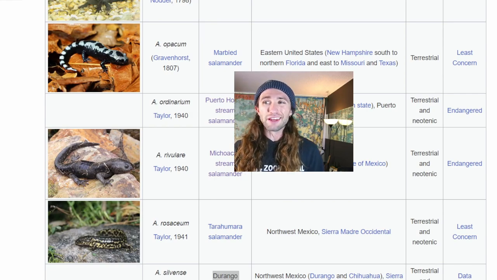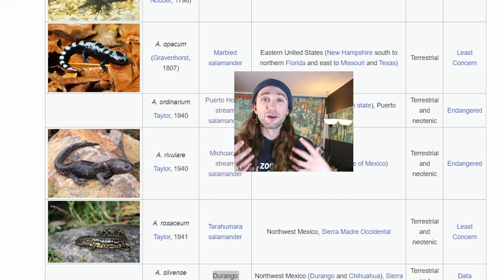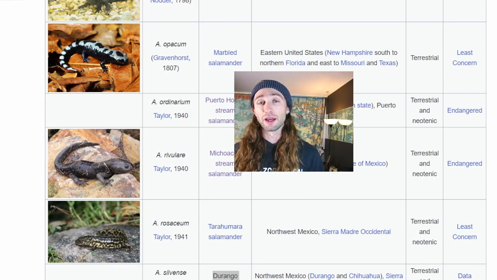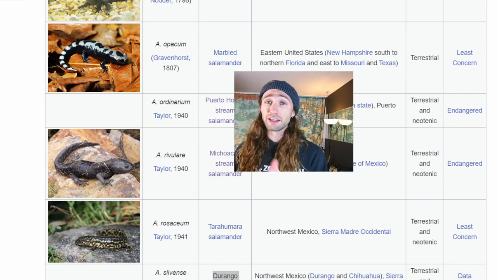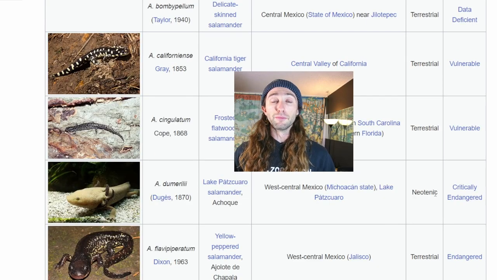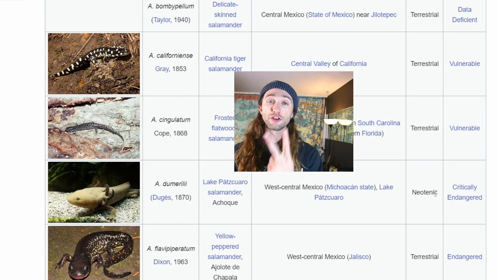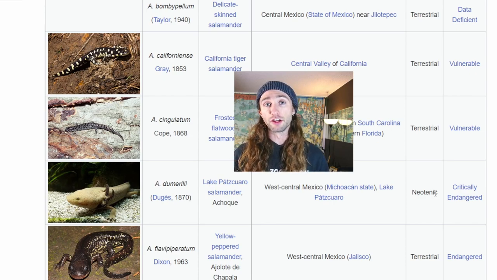As a reminder, any of these could be considered an axolotl because they are all large Ambystoma salamanders found in Mexico that have a neotenic stage. Several of these were terrestrial and neotenic as well, so that's why you may have seen pictures out of the water. But out of every single salamander that I just listed, only two are not of concern for conservation. The rest are all endangered, critically endangered, or data deficient.